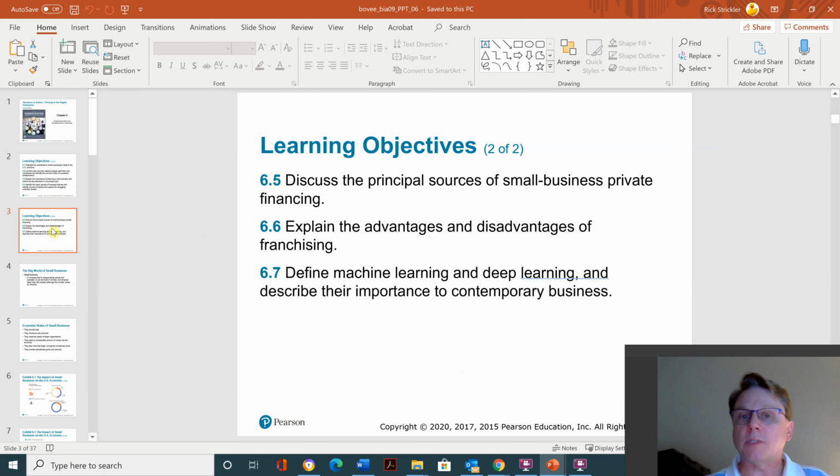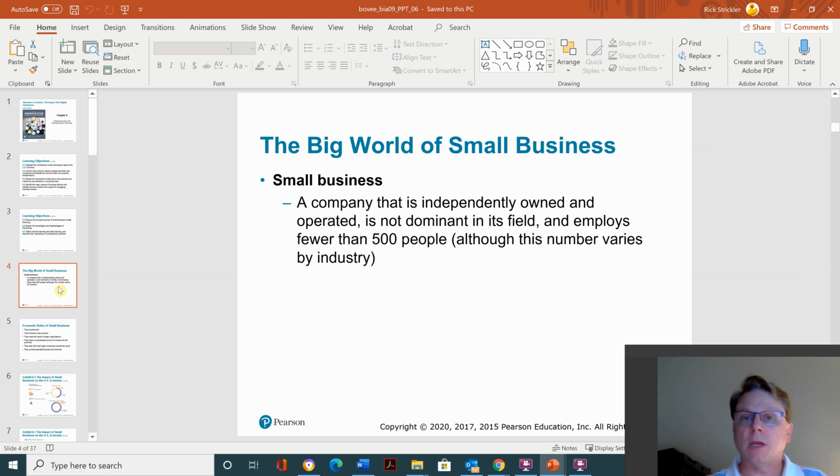Okay, then discuss the principal sources of small business private financing. Explain the advantages and disadvantages of franchising. Define machine learning and deep learning, and describe the importance of contemporary business. Okay, so let's get started.